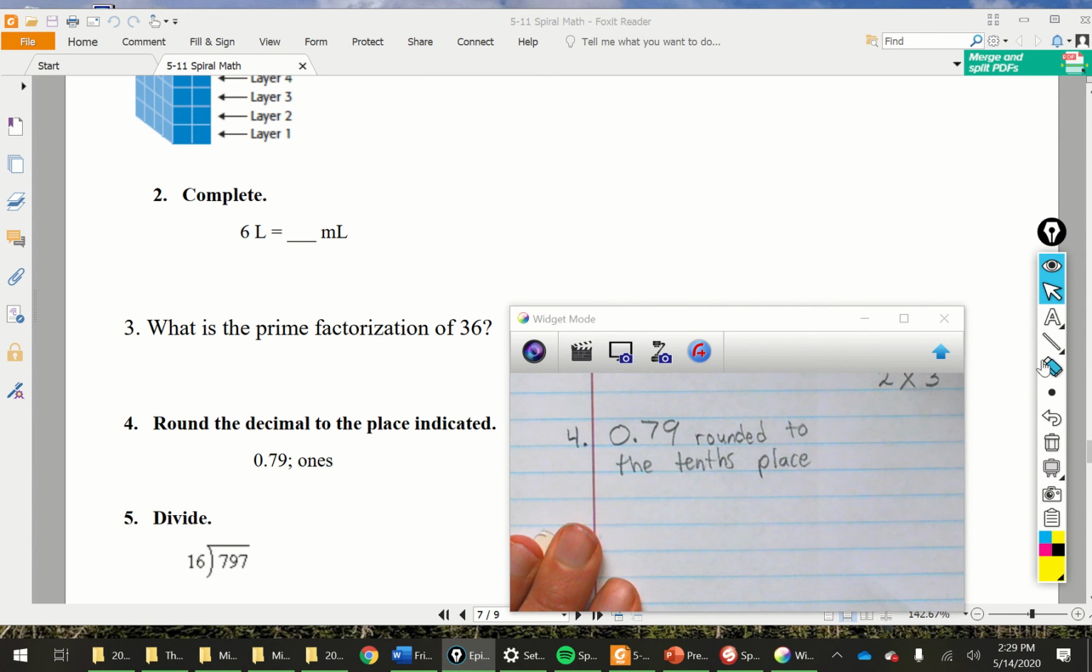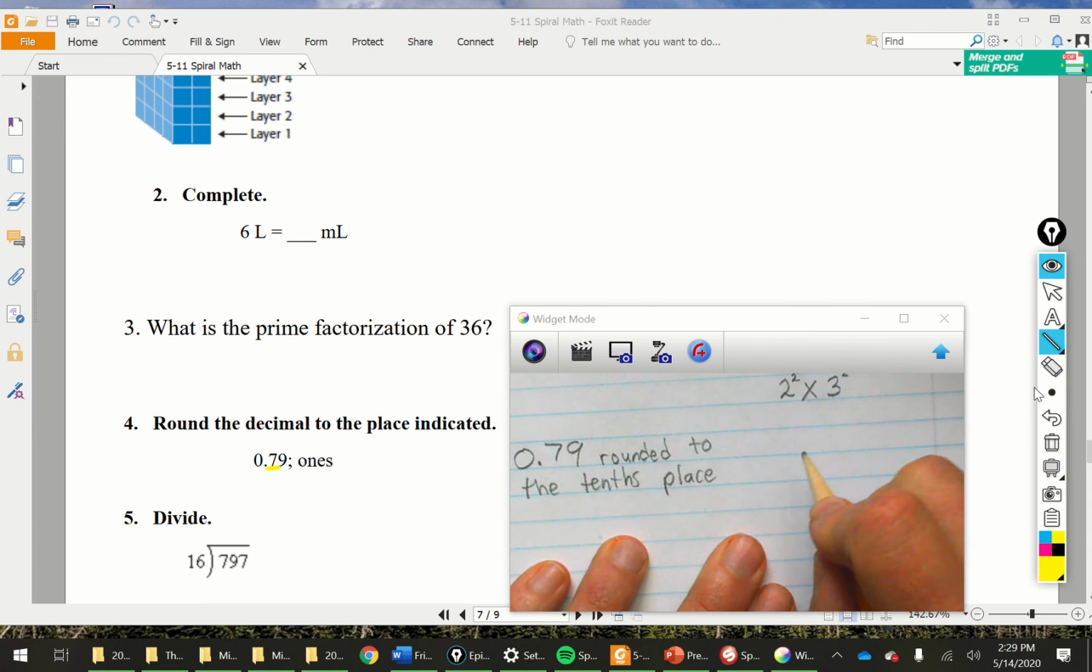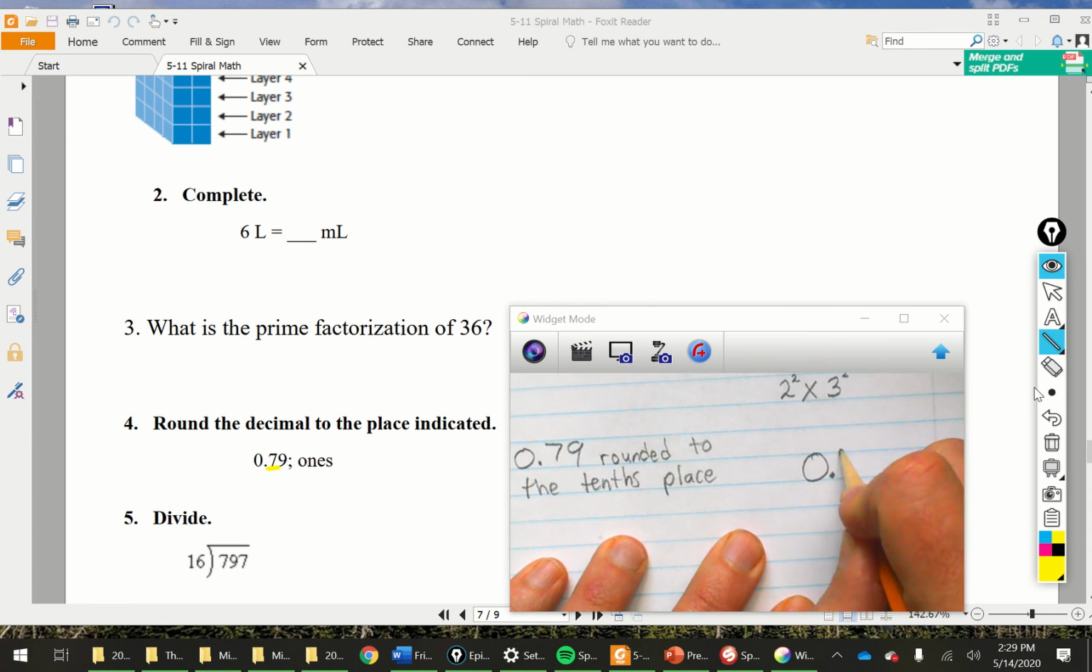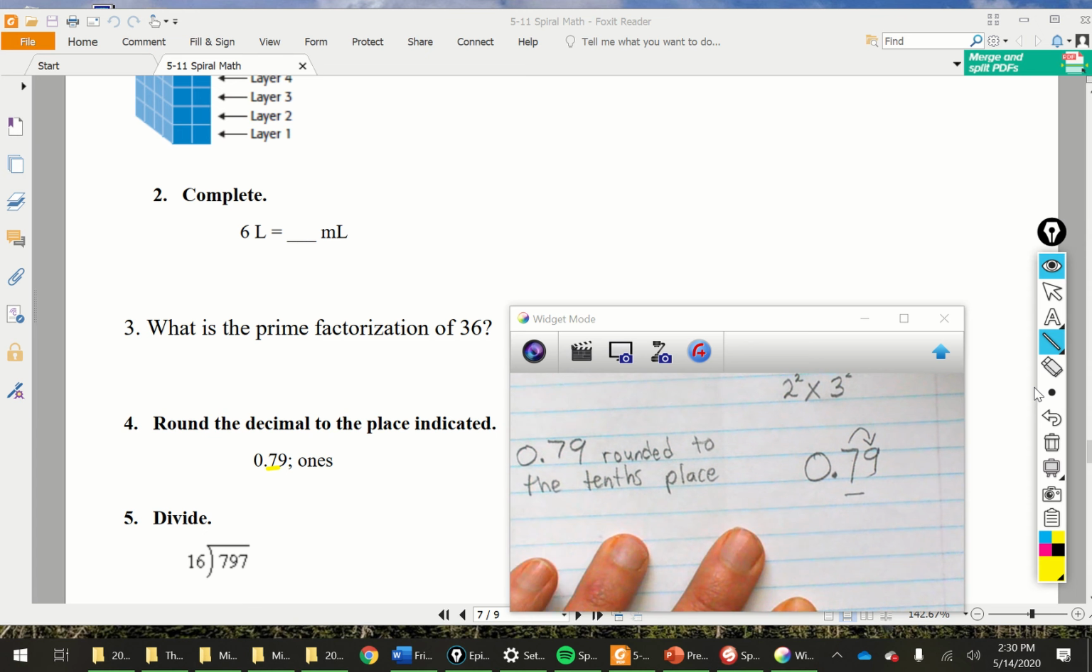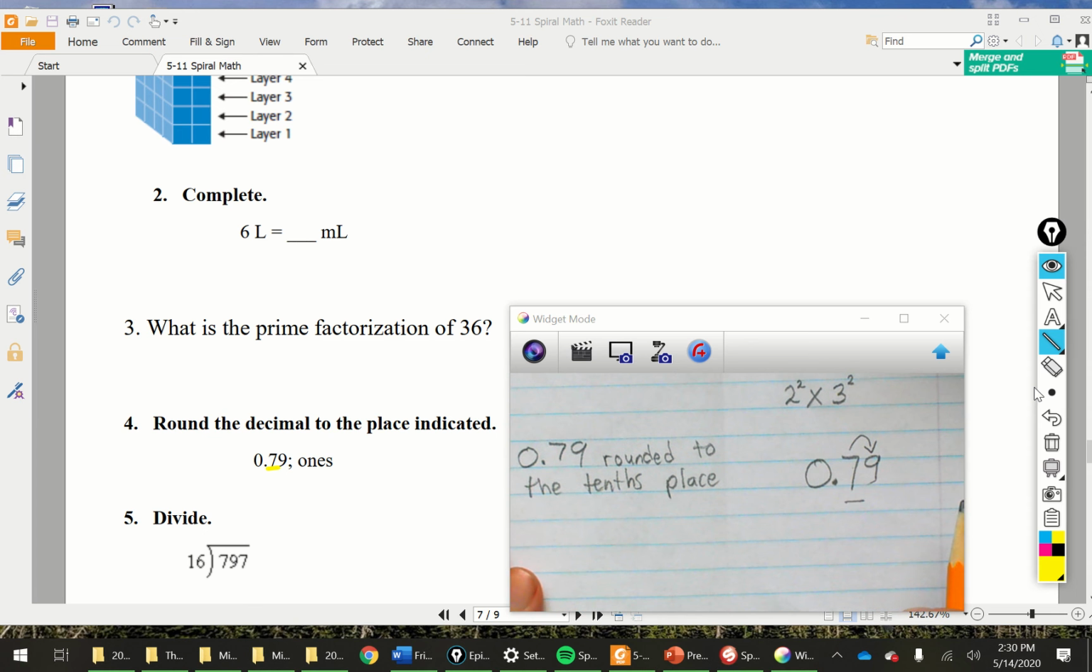What I need to do is make sure I take a look at my 7, which is the tenths place. I'll just write it over here, it might be a little easier to see. So I'll take 0 and 79 hundredths. I'm going to underline the 7 in the tenths place. I'm going to look at the 9, which is in the hundredths place to the right. 5 or more, raise the score. 4 or less, let it rest. Well, 9 is definitely more than 5. So I'm going to go ahead and round the 7 in the tenths place up 1 to 8.